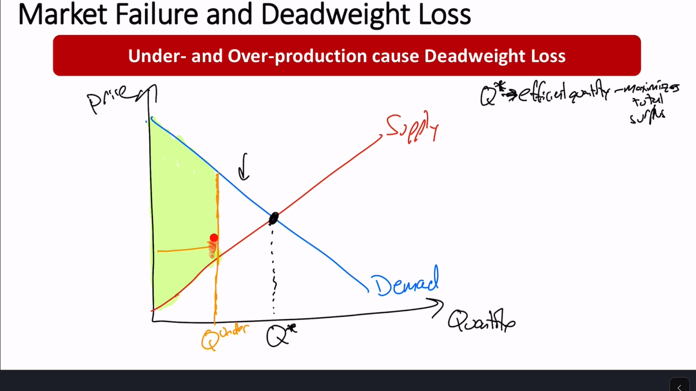But we don't because we have underproduction. So Q under relative to Q star. Right? Therefore, we're losing out on all this surplus here. Right? This surplus is gone. It would have been there if we produced Q star and sold Q star. But now it's gone. And so we're going to call that a deadweight loss. And oftentimes I'll just do DWL for deadweight loss.